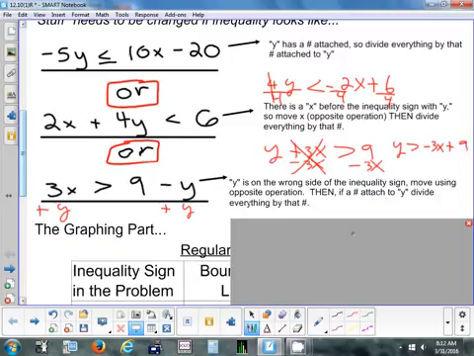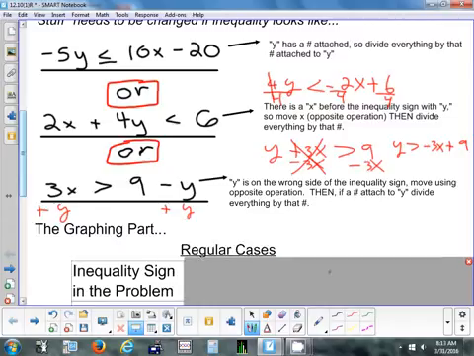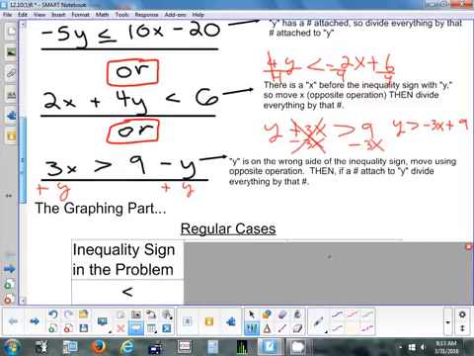Somebody remind me, what's the number in front of x again? That's your what? Slope. And the number at the end without an x? Y-intercept. Okay. Perfect. All right, now we're going to look at the graphing part.